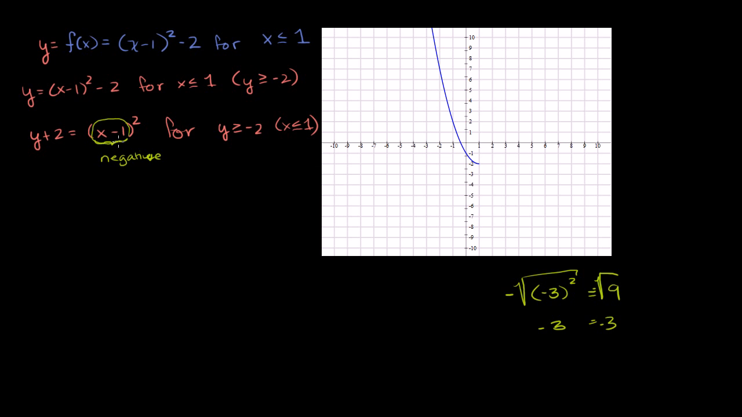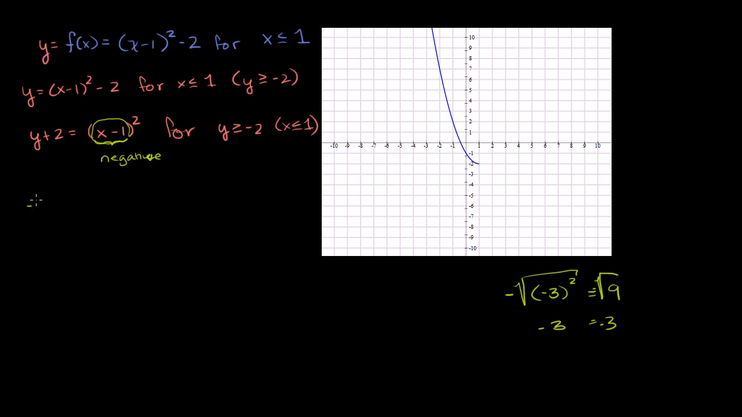Every perfect square has a positive and a negative root. The principal root is the positive root. But here we want to take the negative root, because this expression right here is going to be negative, and that's what we want to solve for. So let's take the negative root of both sides.